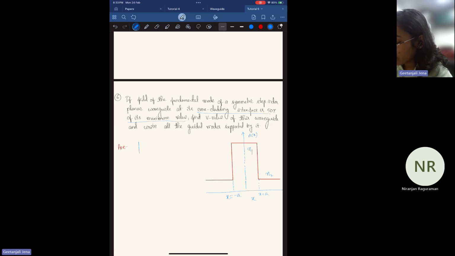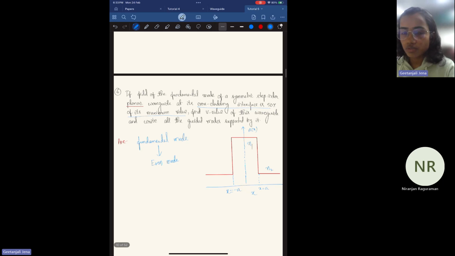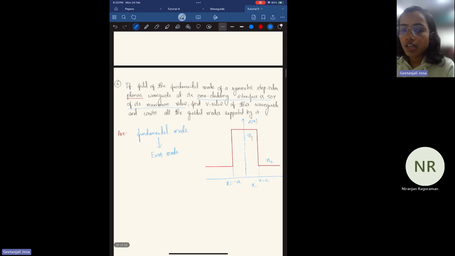So if you recall the fundamental mode of this symmetric planar waveguide, what is this? It's the even mode. Now we are completely focusing on TE mode. We haven't discussed TM mode. When it is discussed in the class, we'll go through some of the problems related to TM mode, but for now all the problems are based on TE mode.